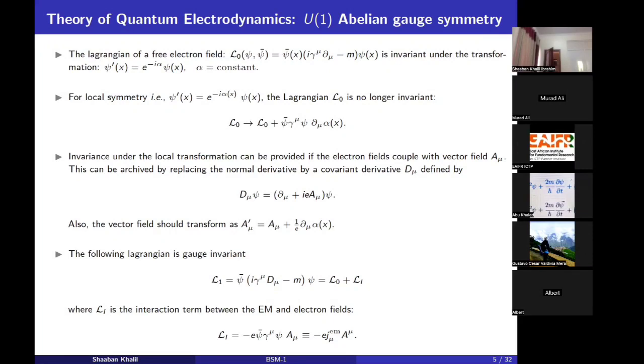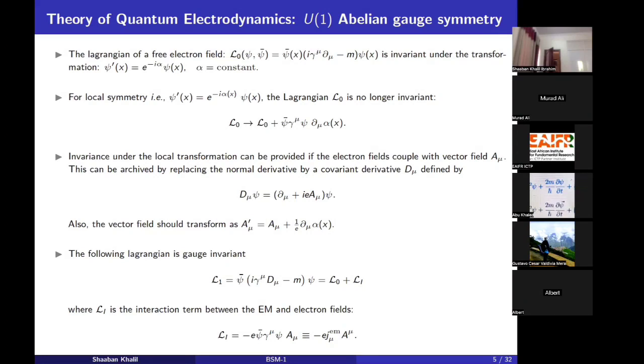And then now A mu should transform. When psi goes to psi prime in this form, A mu should transform to A mu prime, which has 1 over e partial mu alpha of x. Now, if you replace partial mu with D mu, you are inserting some interaction between psi bar, psi, and A, and then you get this Lagrangian, which is now the original free Lagrangian L0 plus what we call L_i, the interacting Lagrangian, which has e psi bar gamma mu psi times the vector field A mu. Psi bar gamma mu psi, we call it the current J mu, times A mu. So this is the interaction.